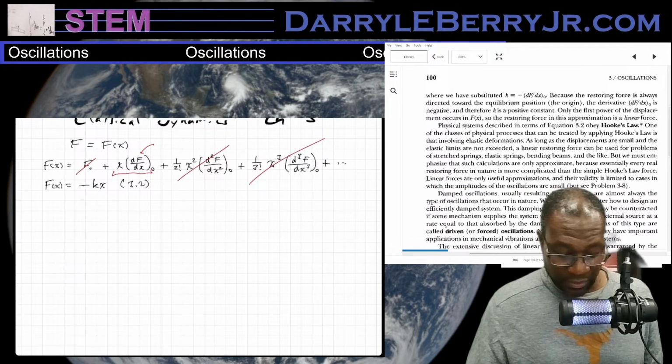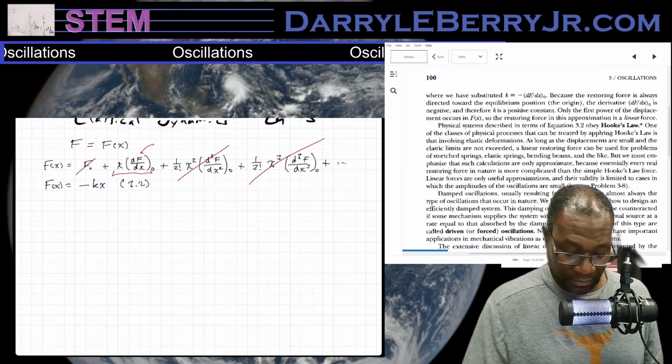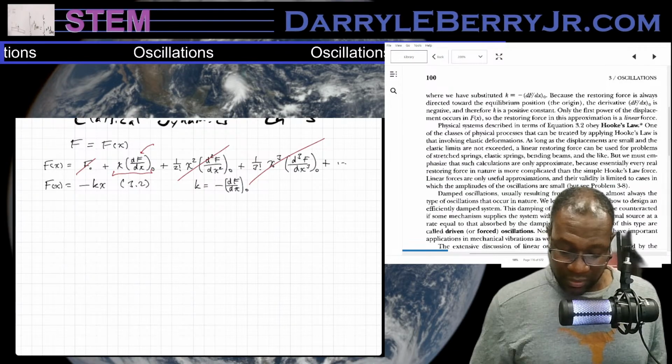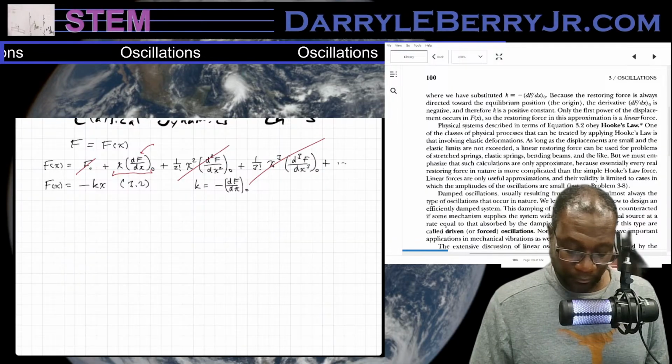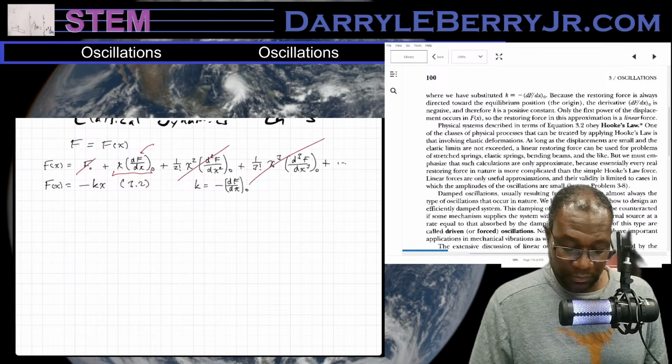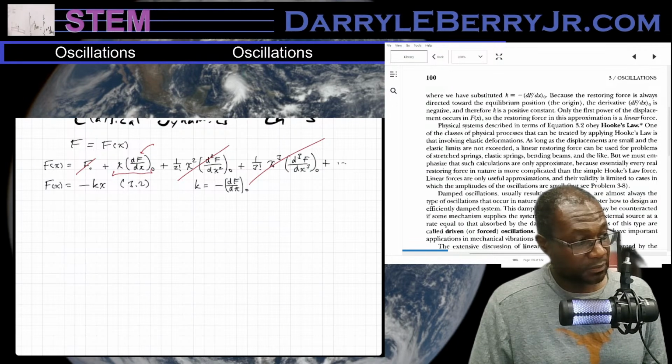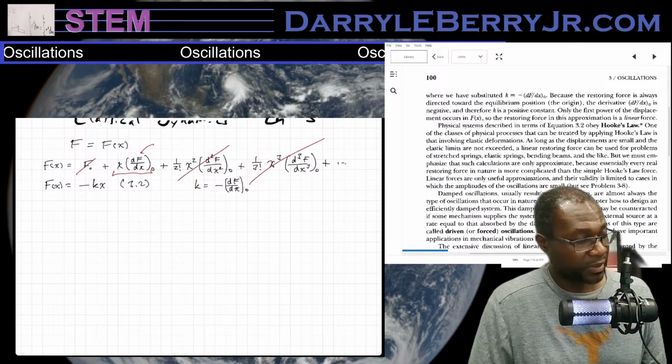We have substituted K. Yep, that is correct. K equals negative df/dx at 0. So that means that the first derivative of the function at the origin, with a negative in front, is what we consider the, what would we say, the qualification. The derivative is negative, therefore K is positive.